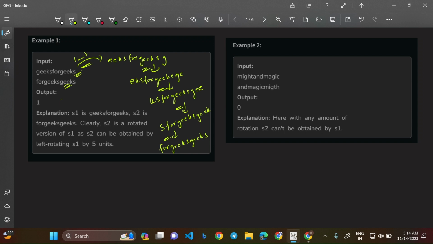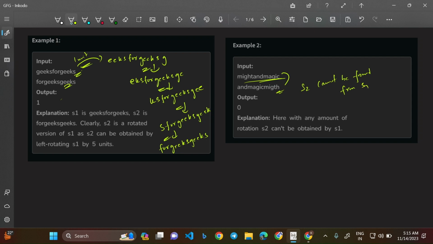Now coming to this other example: no matter how many times you rotate s1, you cannot obtain s2. Try rotating this string any number of times, but you will not be able to get this, because some characters are not matching. That's one of the reasons s2 cannot be formed from s1. All right, so we are done with this.